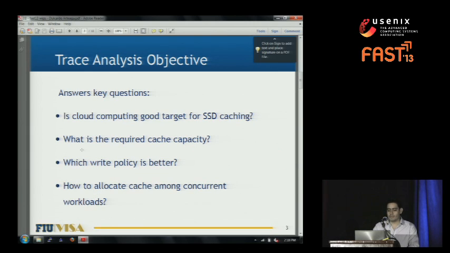The overall objective of this trace analysis is to answer these key questions. First, is cloud computing a good target for SSD caching? What is the size of the cache that these workloads require, and do these workloads change over time? So, determine the best cache size for these workloads. Another question is which write policy fits better for different workloads. Will write-back give the highest hit ratio, or if we care more about consistency, which one is suitable? Another question is, when we are providing cache for diverse workloads, how to allocate these workloads in order to make the most efficient use of the cache.